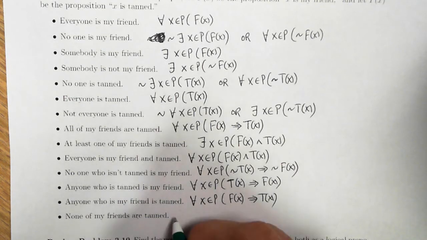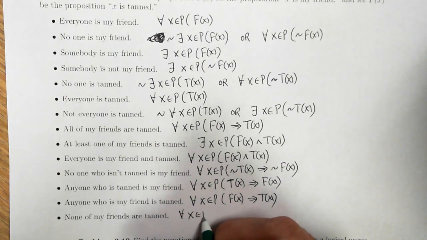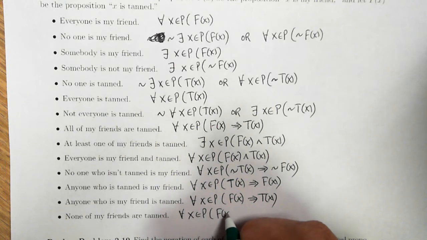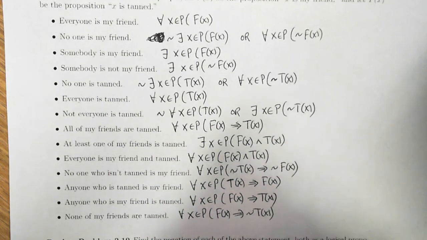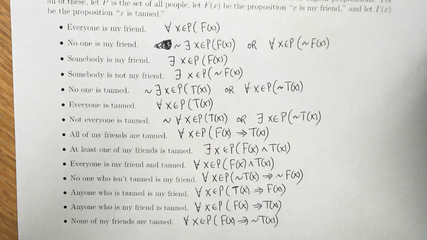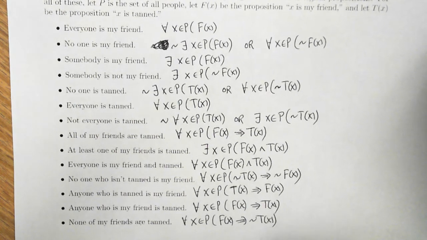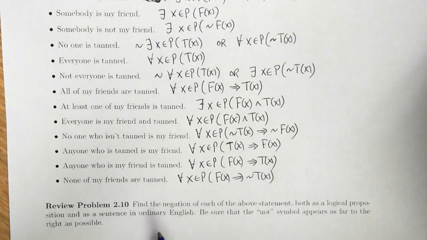None of my friends are tanned. So if someone is my friend, then that means that they're not tanned. Okay, so that's changing all of these into logical statements. Let's move on to the next part.